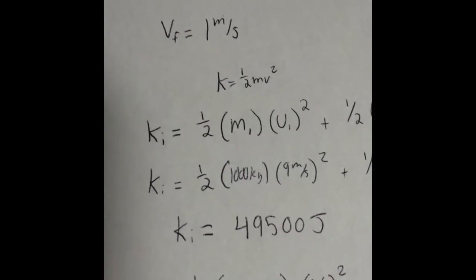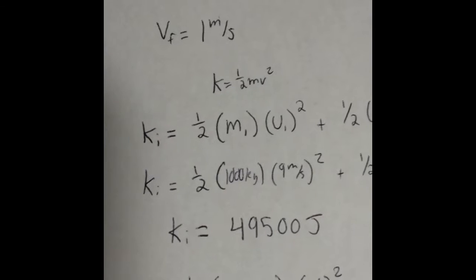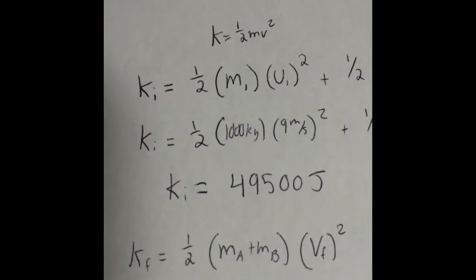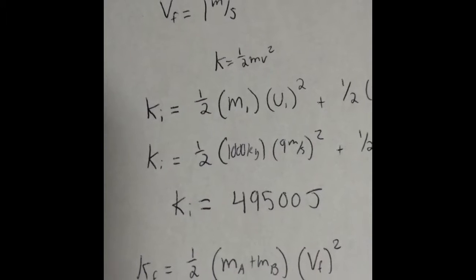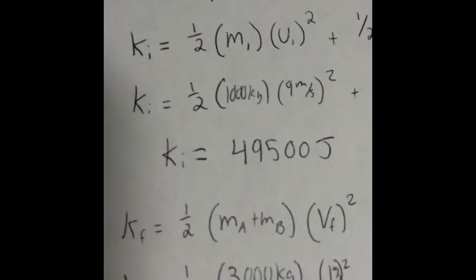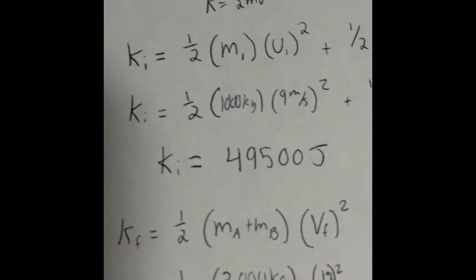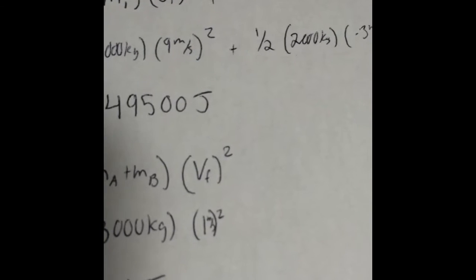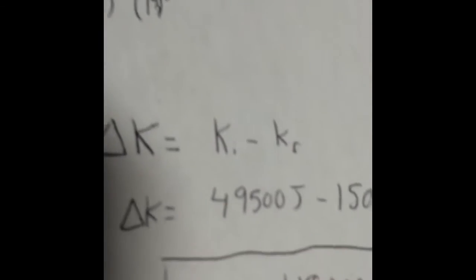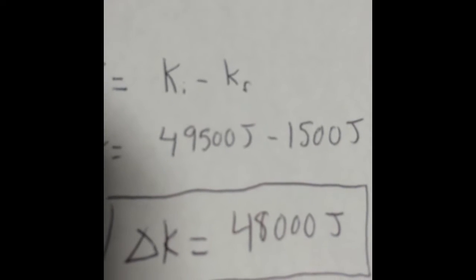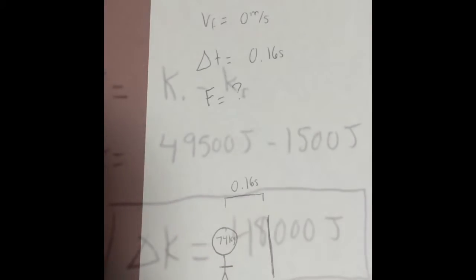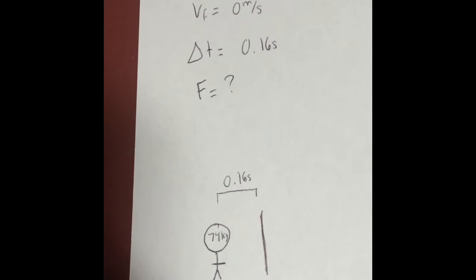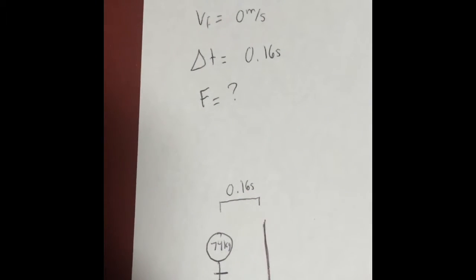When solving for the final kinetic energy, we use the final velocity that we determined for after the collision, and we plug in both the masses because they become one mass. So we have 1/2 (ma + mb) times the final velocity squared, and we have 1/2 times 3,000 kilograms times 1 meter per second squared, and we get 1,500 joules of energy. To find the change in kinetic energy, we subtract the final kinetic energy from the initial kinetic energy, and we get 48,000 joules.